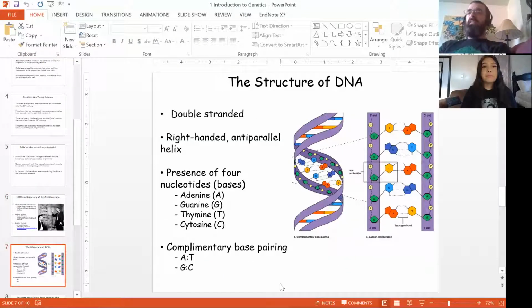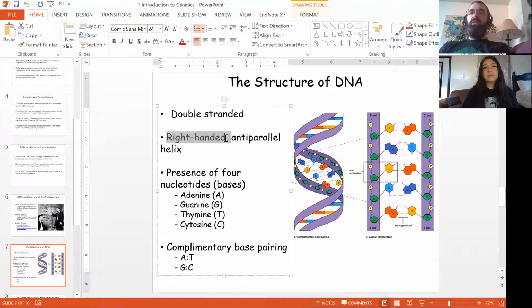So again, this is just stuff which you should know already, really, right? It's just good for recap. It's right-handed, which is kind of neat. It spirals in one particular direction, not the other way. But the bit that is really, really important is this, right? We'll come back to that a lot over the next few weeks.